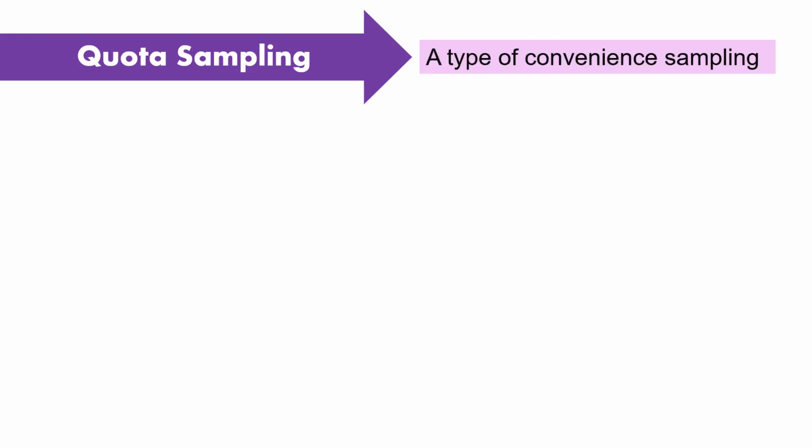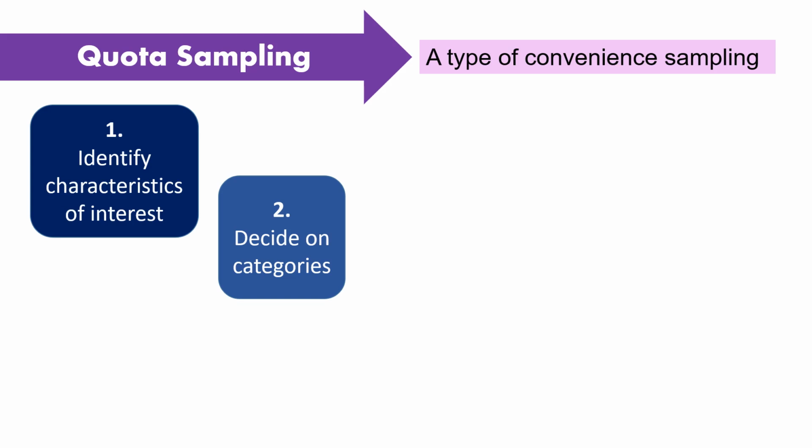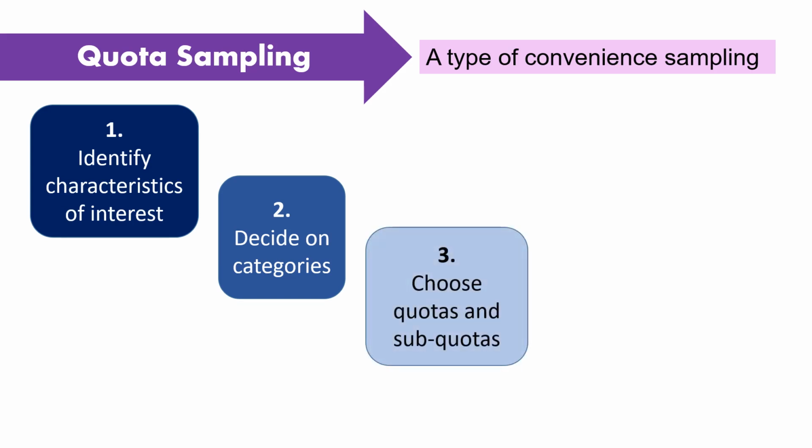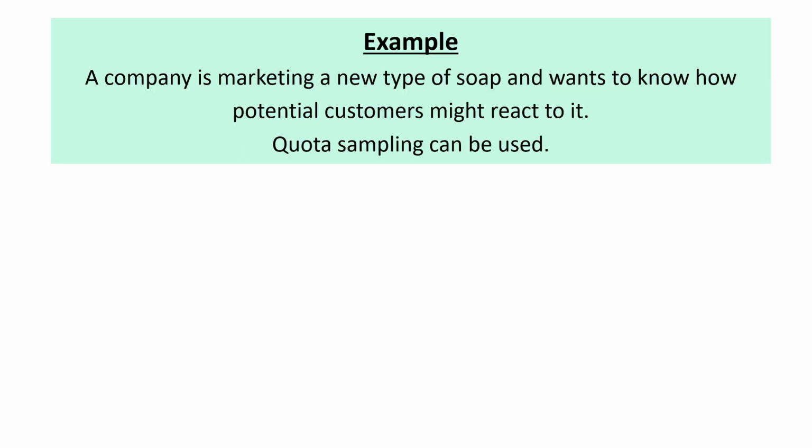And lastly, we look at quota sampling. This is a non-probability sampling method, a type of convenience sampling. The first thing you do is identify characteristics of interest, and then you decide on the categories. Then you choose your quotas and your sub-quotas. And lastly, you collect information from somewhere convenient till quotas are obtained. That's how you do it.